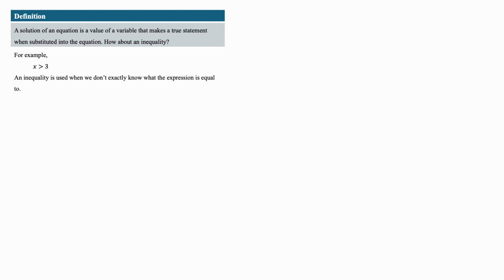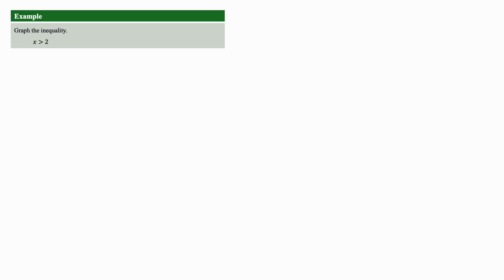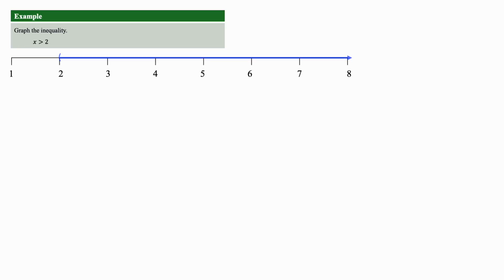An inequality is used when we don't quite know what the expression is equal to, thus denoted by x, as you can see. Let's solve this first example. Graph the inequality. This means that all numbers are greater than 3. Notice that the open parentheses shows that the endpoint of the inequality is not included. So think greater than. It doesn't necessarily mean that it's also equal to, but we'll get more into that shortly.